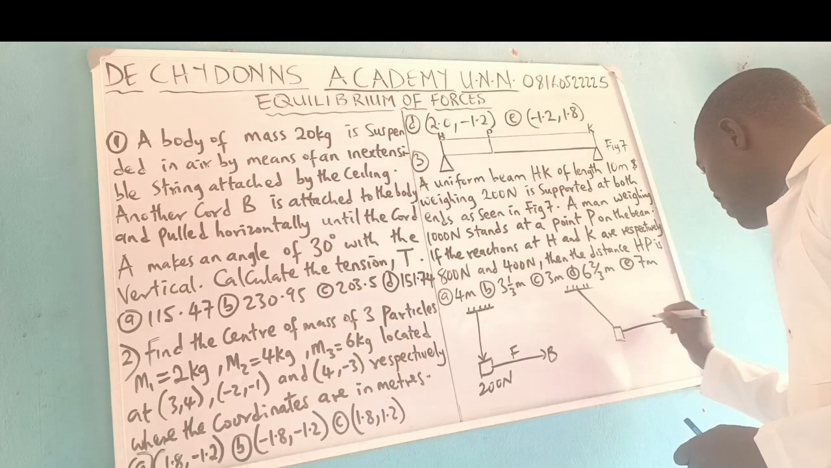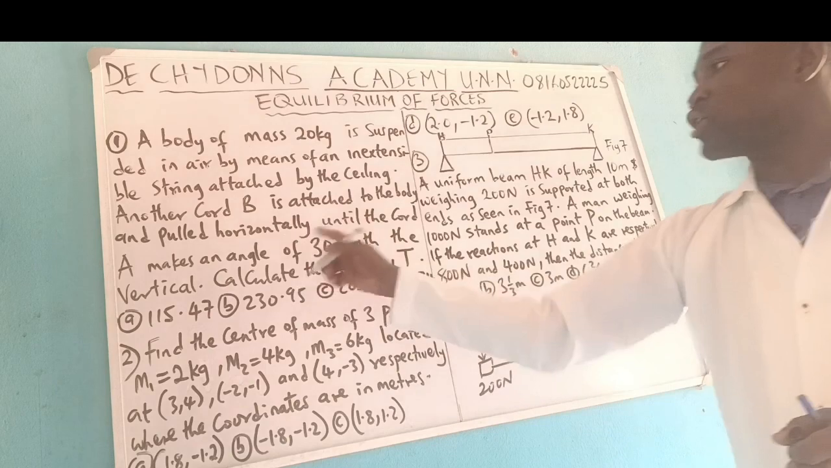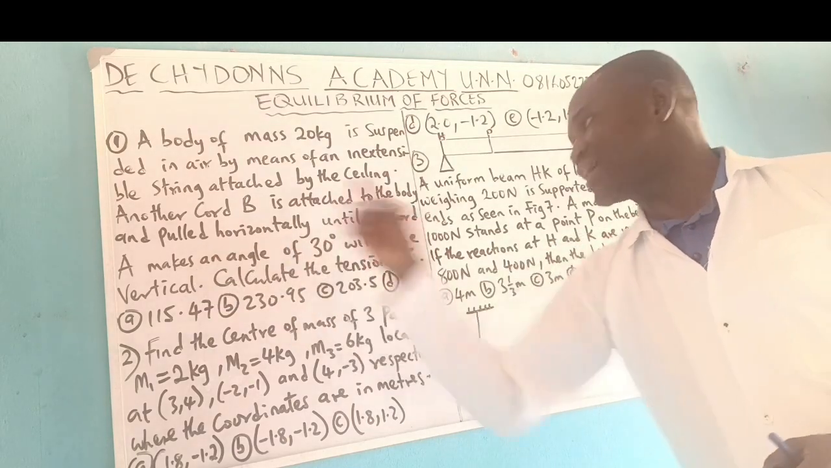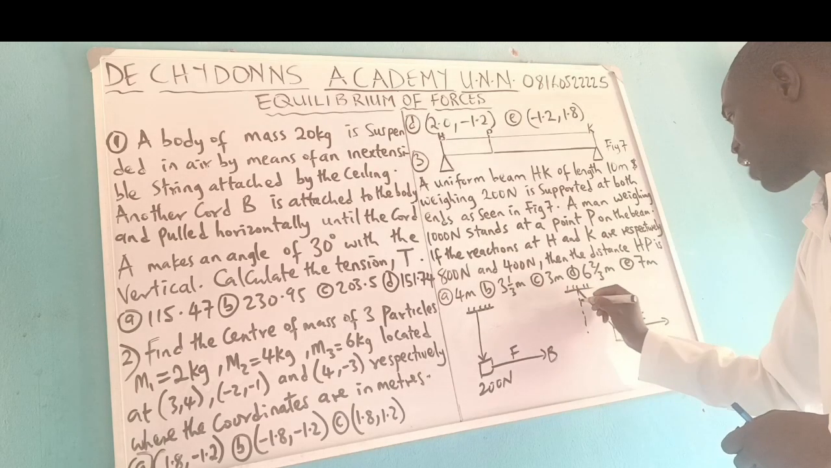Then look at the force, so to speak. Now they said until the cord A makes an angle of 30 degrees with the vertical. So it's making an angle of 30. Look at the cord making an angle of what?